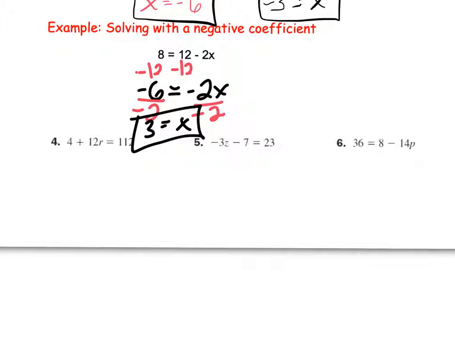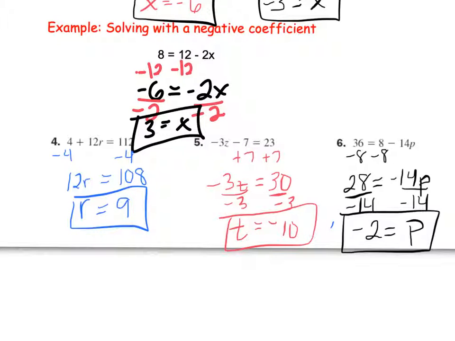I have 4 plus 12r equals 112. And again, that looks straightforward. I'm actually going to have you guys just do these as guided practice. And just watch out for this negative 14 and that negative 3. So pause the video now, show your work, and come back and check it. And there are your 3 answers.